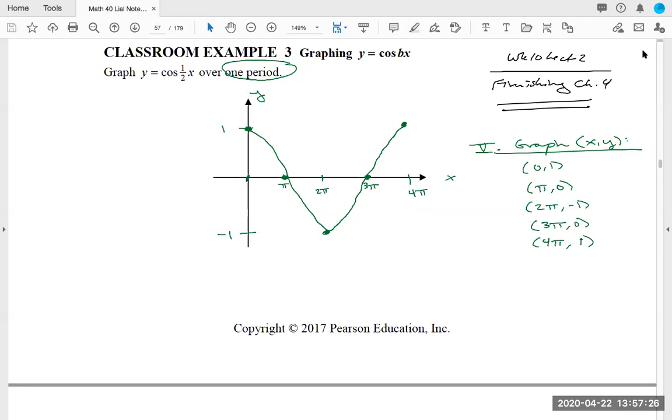Before I ask you about any questions, I'm going to add the extra examples. So for one, extra example: let's graph y equals 3 cosine 1/2 x over this same plot.